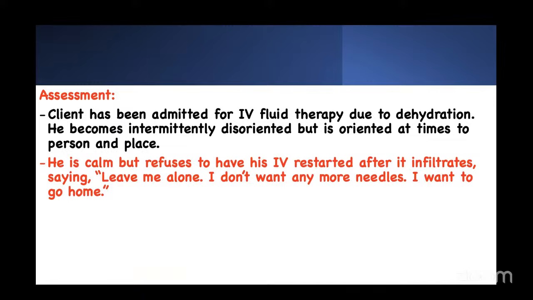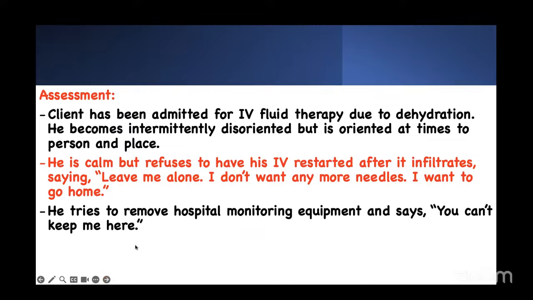So these are the little things when you read, these are buzzwords as you go through, you've got to put yourself in that situation. I don't want any more needles. I want to go home. Alzheimer's patient telling you, leave me alone. I want to go home after the IV infiltrate. He tries to remove hospital monitoring equipment and says, you can't keep me here. You want to leave. Does that ring a bell? Have you seen that situation before? Have you found yourself in that situation with a patient like that?